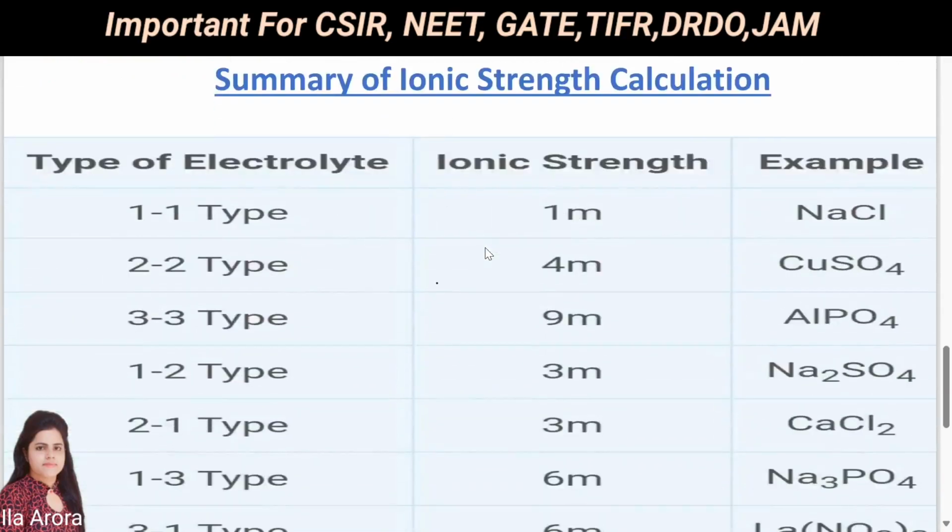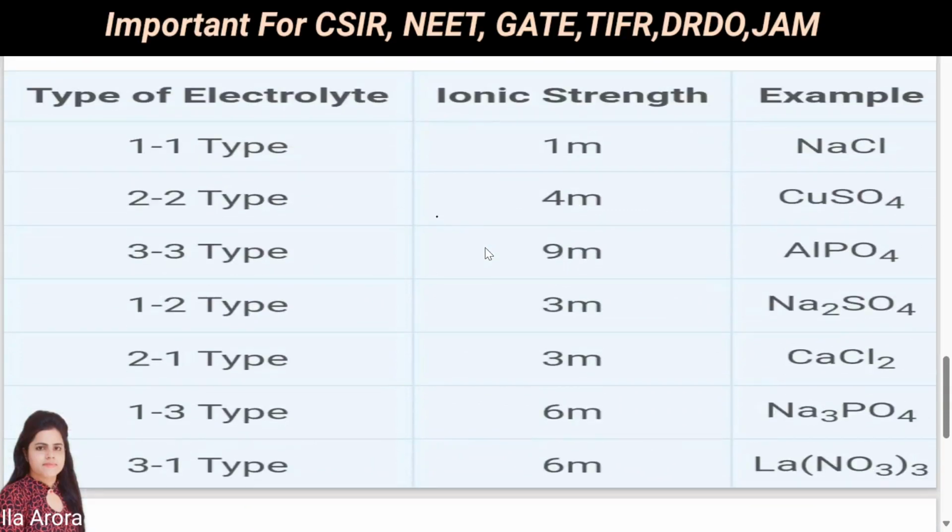Now I am telling you the best part of this video, that is the trick. Suppose you have a 1,1 type electrolyte. 1,1 means charges. So NaCl has Na+ and Cl-, so charges are 1,1 type. If you have this type of electrolyte, ionic strength will be 1 into concentration. If you have a 2,2 type, meaning charges are +2 and -2, like Cu2+ and sulfate 2-, this is called a 2,2 type electrolyte, and for this ionic strength will be 4 into concentration.